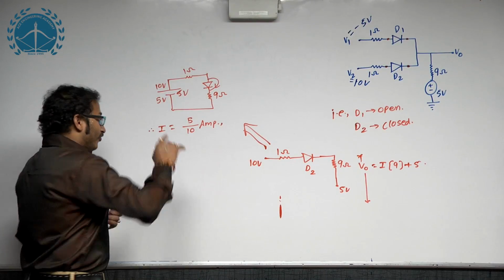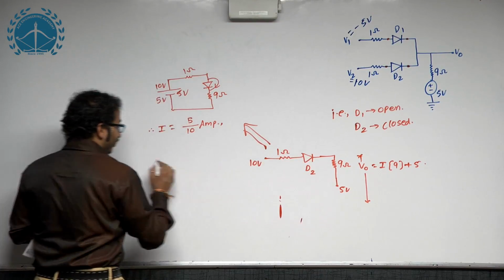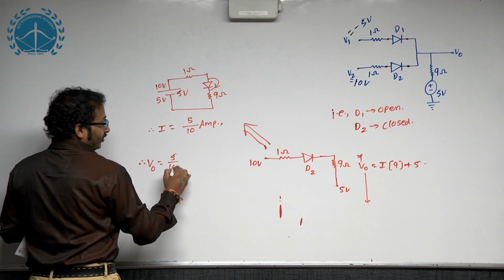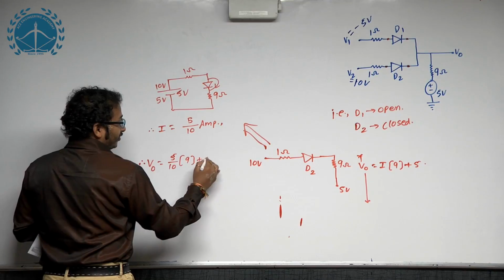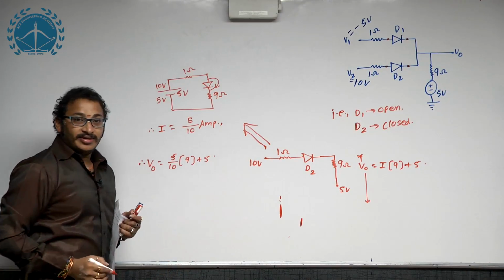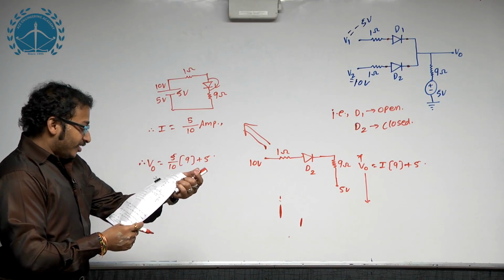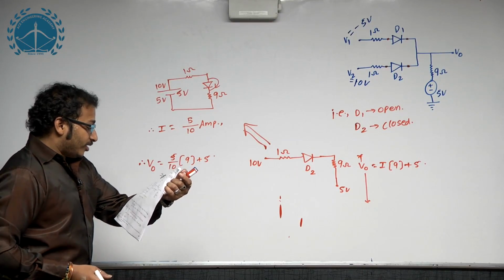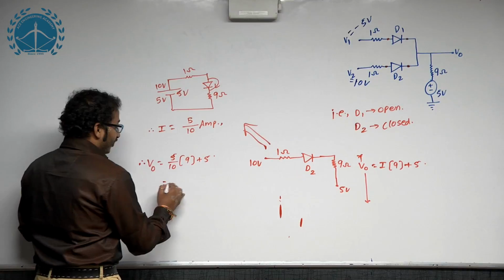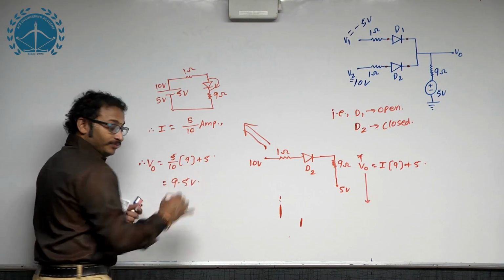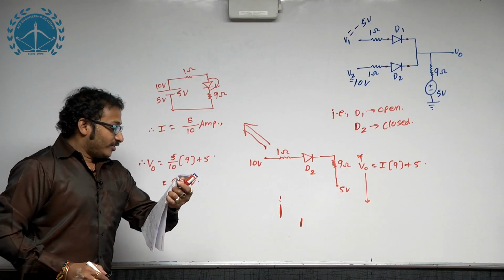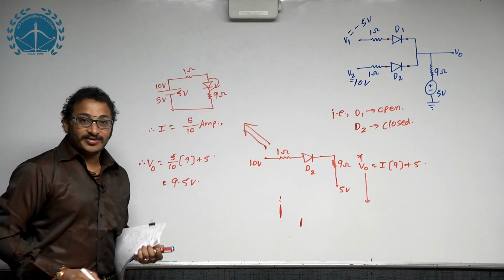Right? So if I substitute this current over there, the final result will be V0 equals 5 by 10 into 9 plus 5. You will be getting this as the final answer, and the answer we have received is 9.5 volt. The final solution shows it is 9.5 volt, and option C must be the correct answer. Thank you.